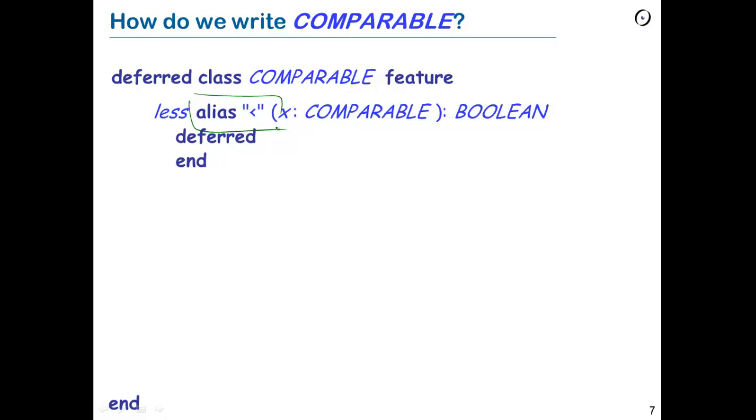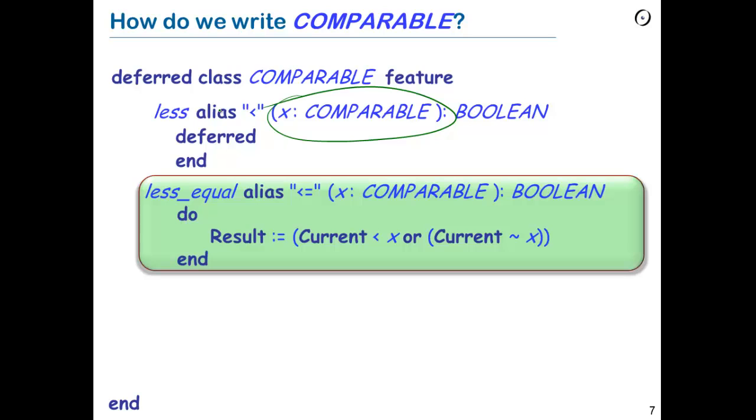And what's important here is that less is deferred. So it takes another comparable x and it returns a Boolean telling us whether the current object, the current comparable, is or is not less than x. So far it would seem that a Java-style interface would be enough because everything is deferred, and indeed we want less to be specified by the descendants of comparable, each in its own way. However, if we go further and start looking at the other operations which are fundamental in a class like comparable, like less equal, then we see that the situation changes.